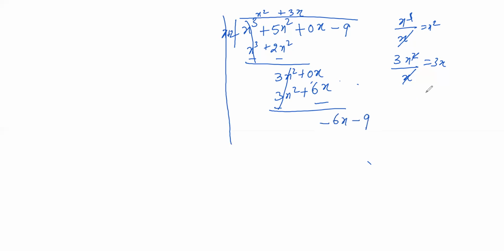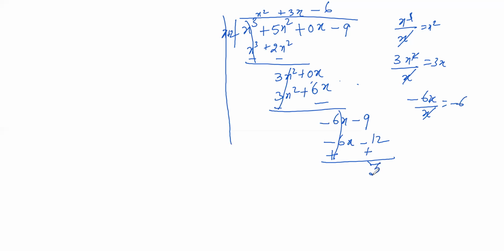Now here the first term is minus 6x, divided by x. x gets cancelled, what? Minus 6. So here we write minus 6. So minus 6x or minus 12. So here it is plus, here also plus. Cancel. Now minus 9 plus 12 is what?